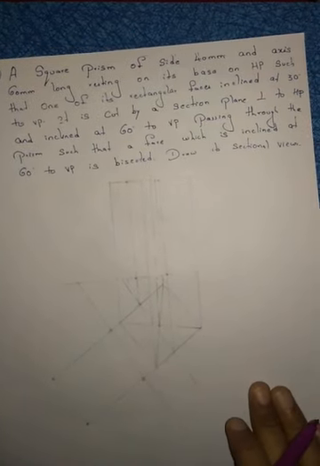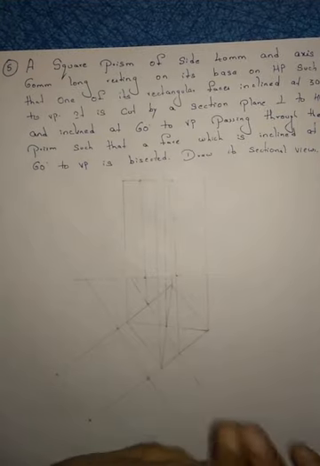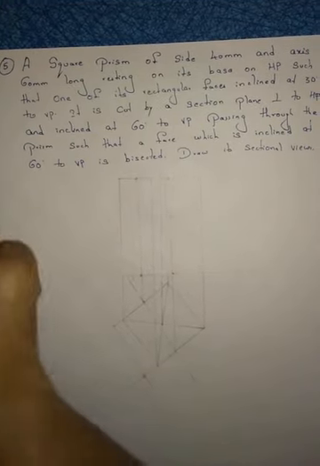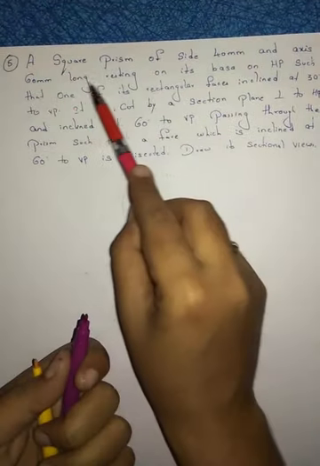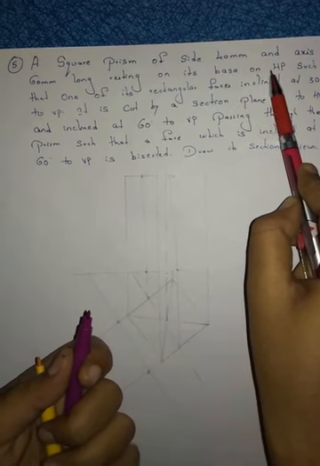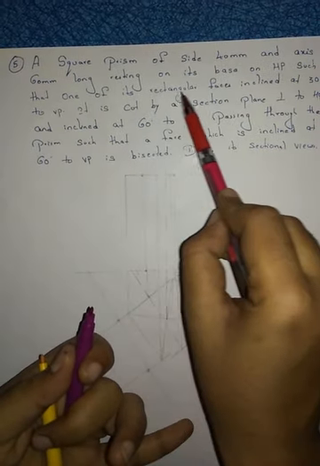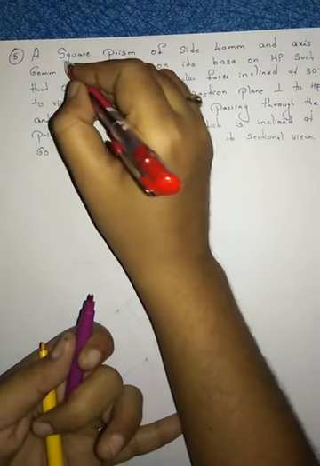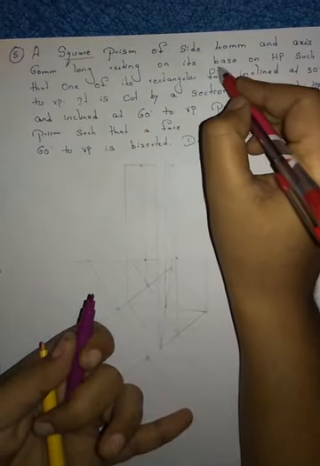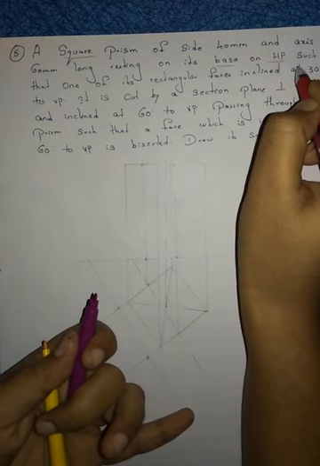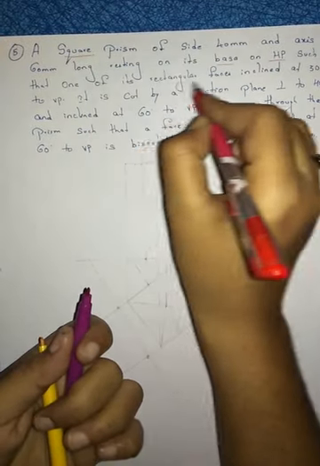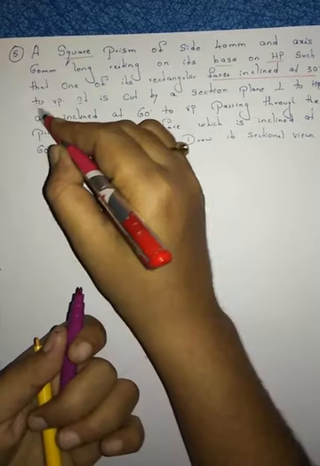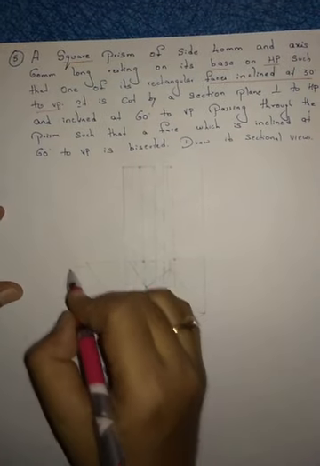What is the question here? A square prism of side 40 mm and axis 60 mm long, resting on its base on HP, such that one of its faces is inclined at 30 degrees to VP. First part of the question, you have to construct the square base on HP, continuing the question such that one of its faces is inclined at 30 degrees to VP.